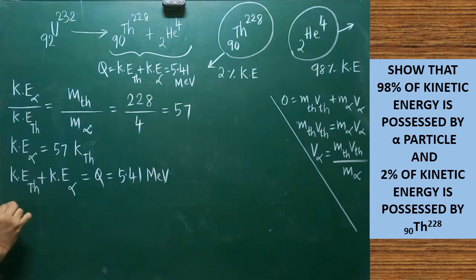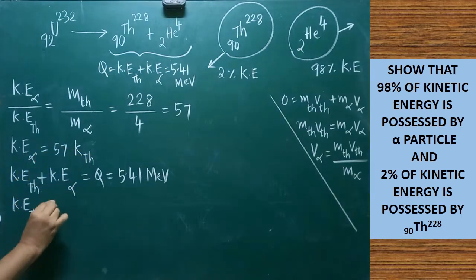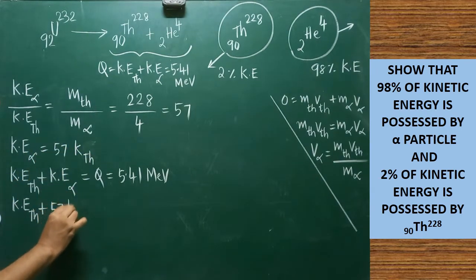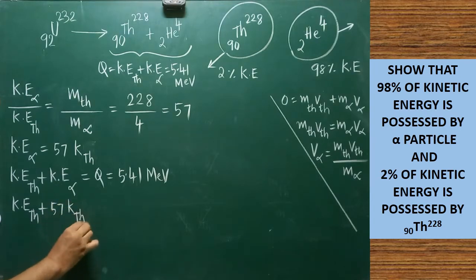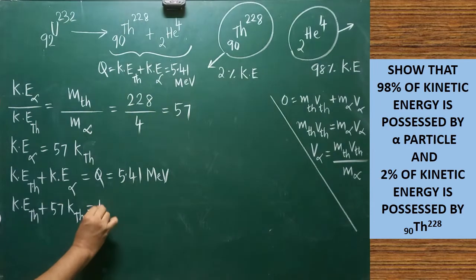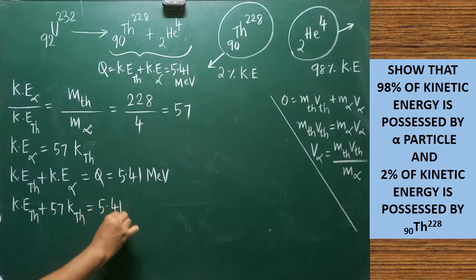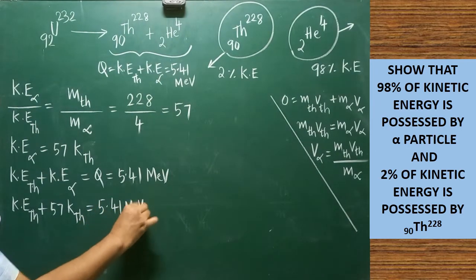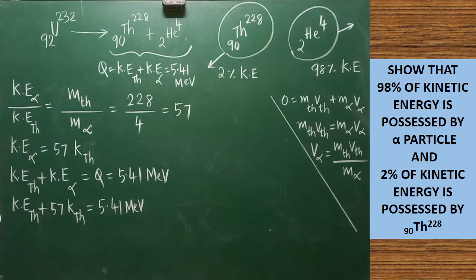So here we can write the kinetic energy of the alpha particle. Are you clear? This step can be written here again. Kinetic energy of thorium plus kinetic energy of alpha particle, where the alpha is how many times? 57 times the kinetic energy of thorium. So in that format we can write. Are you clear? So that is equal to how much? 5.41 million electron volt. So like this we can write.